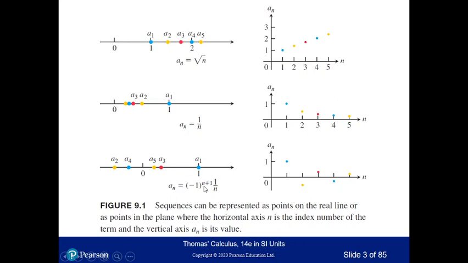a_n equals negative 1 to the n plus 1, times 1 over n. For n equal to 1, this is positive 1. For n equal to 2, negative 1 over 2. See, a2 is negative 1 over 2, a3 is 1 over 3, a4 is negative 1 over 4, a5 is 1 over 5. So you have this distributed to the right and to the left of 0.